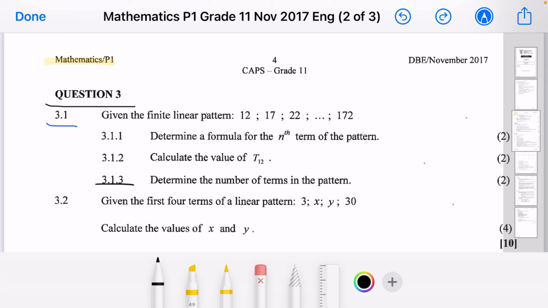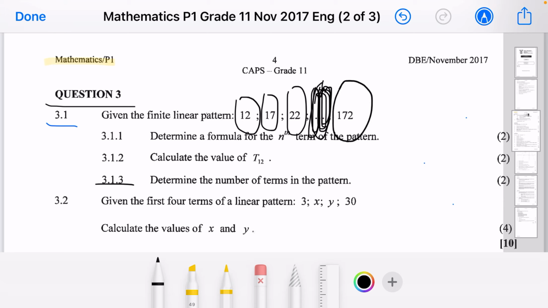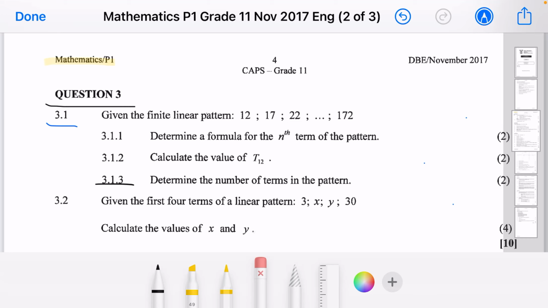Okay, so now what exactly does the question want you to calculate? Determine the number of terms in the pattern. So they want to know how many terms we have got in this pattern. Remember, I've said in between we've got some terms, ladies and gentlemen. Up until this term, we want to know how many terms there are, ladies and gentlemen. That's what the question wants you to calculate. Okay, massively important, ladies and gentlemen, that you fully understand what the question wants you to do. So guys, I hope so far we are on the same page.